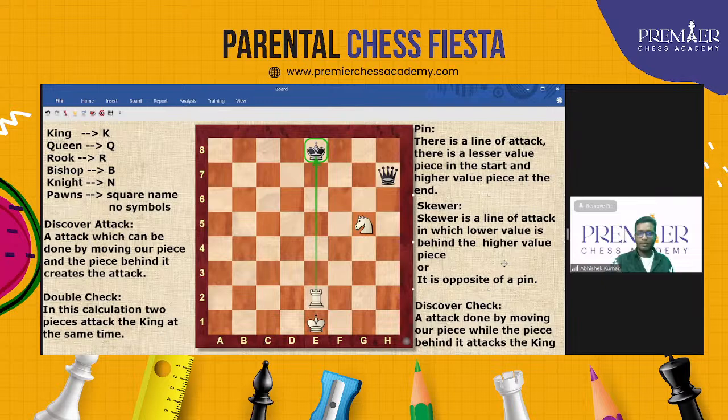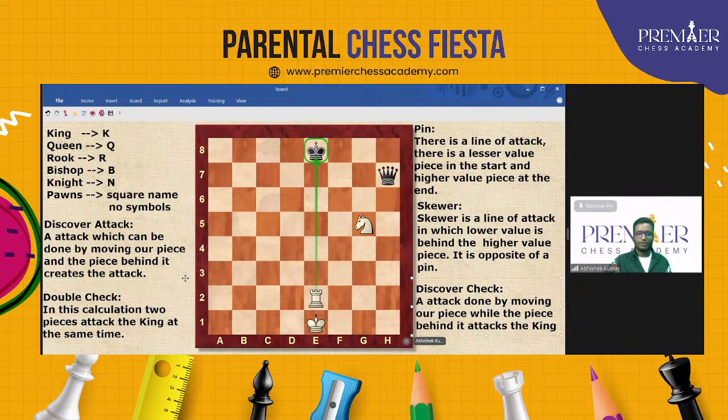Okay, let's shorten the definition. I think we can write it in the same line. Yeah, discovered check: attack done by moving our piece while the piece behind it attacks the king.